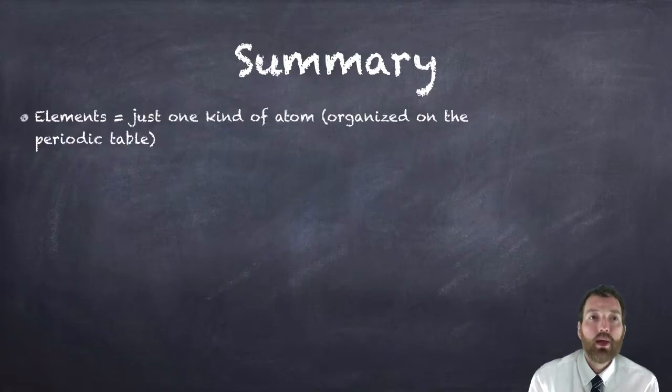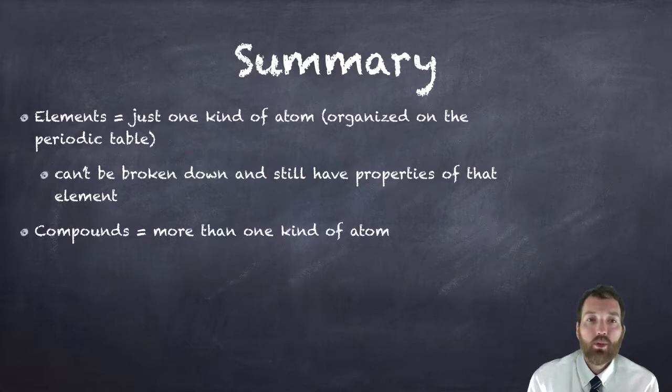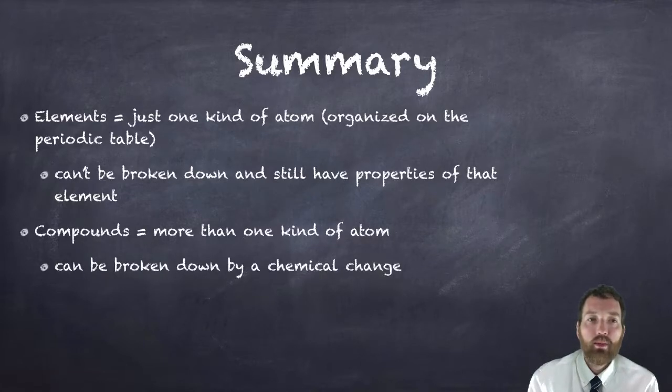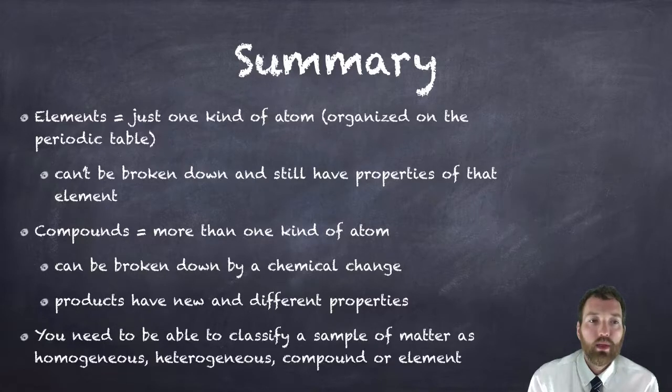Okay, so let's wrap things up here. Elements are just one kind of atom, and they're all organized on the periodic table. They can't be broken down and still have the properties of that element. A compound is more than one kind of atom, and it can be broken down by a chemical change. When you do this, the products have new and different properties than the original compound.